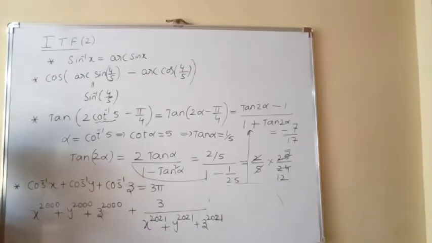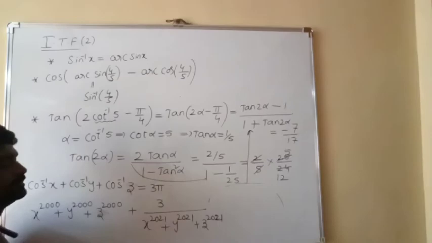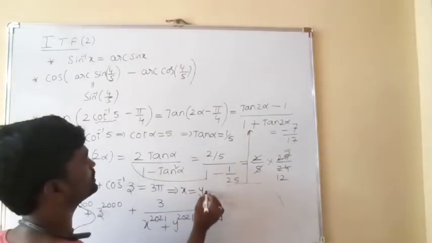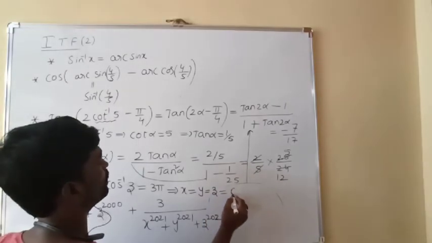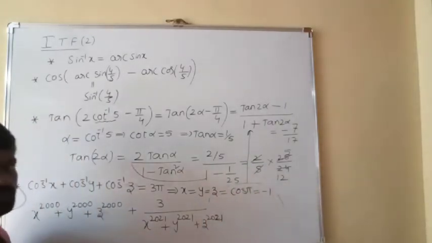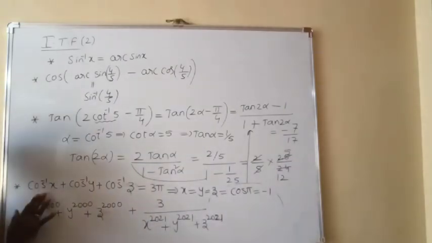No, because the maximum value of cos inverse of anything is only pi. So 0, 0, 3 pi is not possible. It is only possible if all three angles are equal to pi. When all three angles are equal to pi, all three numbers are equal to cos pi. So cos pi is equal to minus 1. So cos inverse x is pi means what?